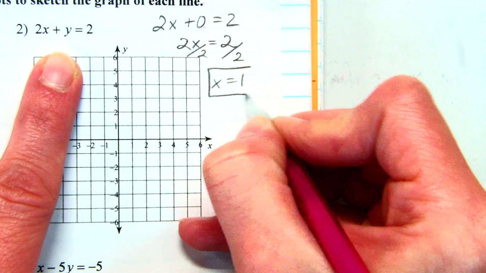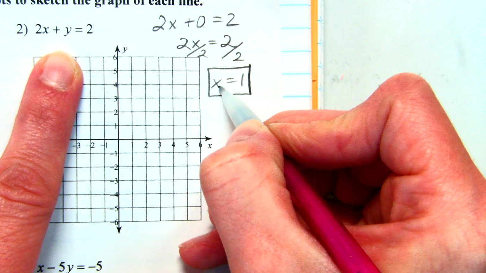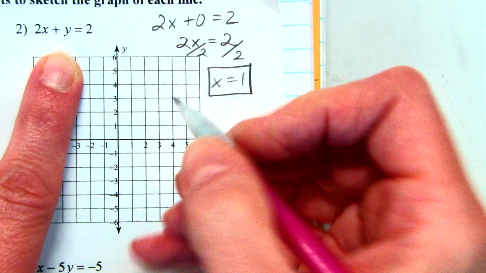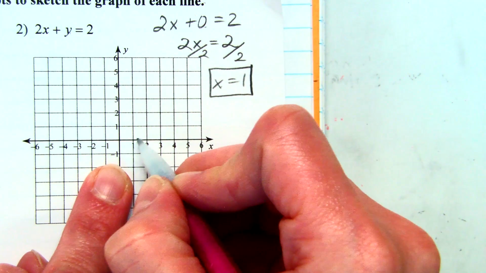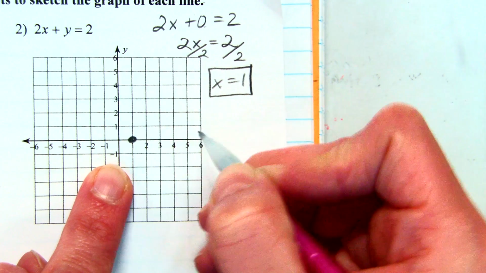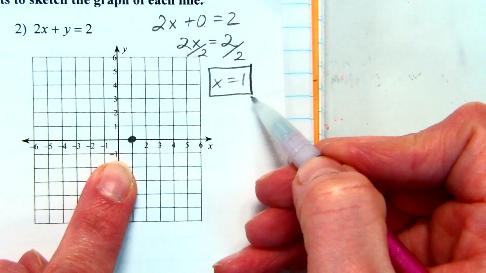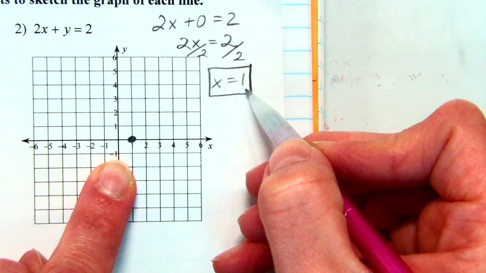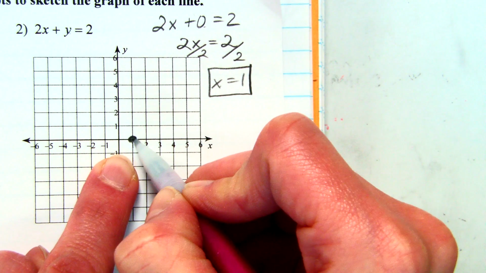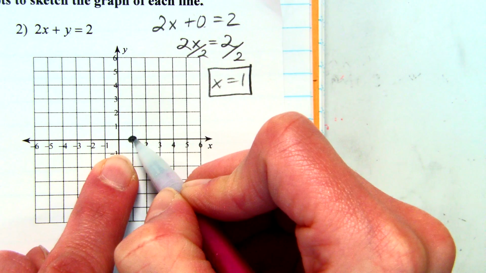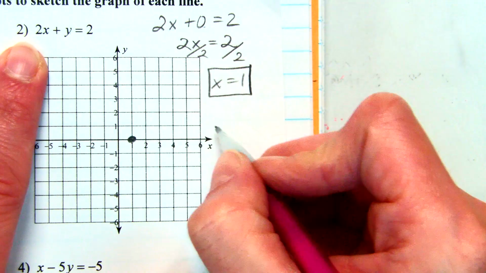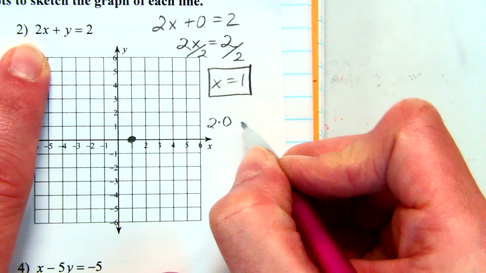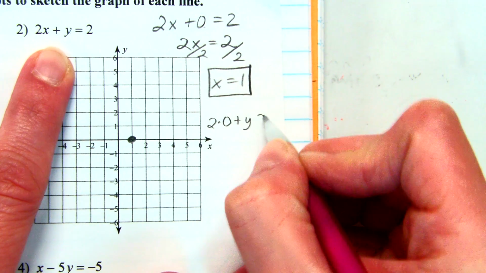And you don't have to label it every time because it has an x on it. We know that that one's the x-intercept. So on my x-axis, then I would have a point at 1. Question? No. Okay. So that's where this point goes. So then if I go and put 0 in for x, I would have 2 times 0 plus y equals 2.